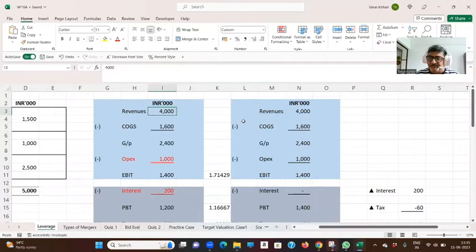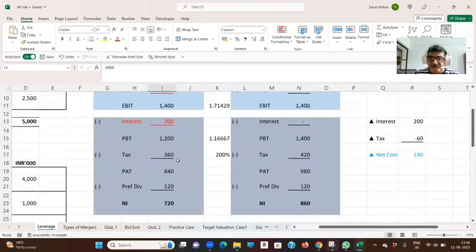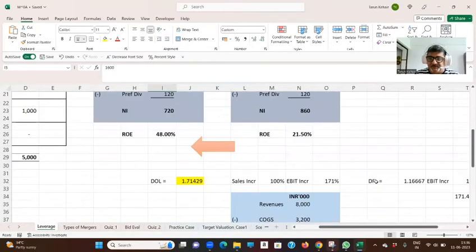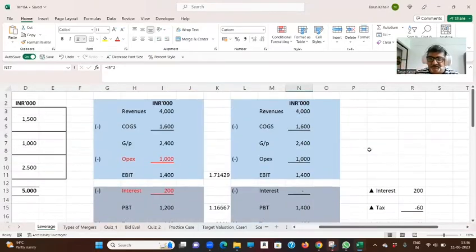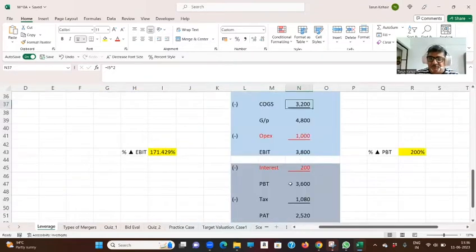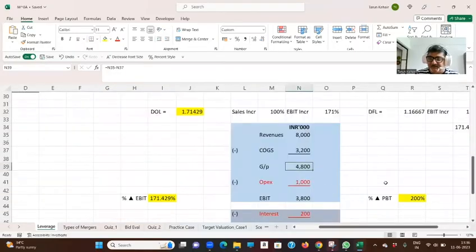They do that. Double the production means double the resources, whether material or labor. And therefore, the variable cost will increase in the same proportion. And hence, the revenues increase from 4,000 to 8,000 crores. And the COGS or the variable cost increased from 1,600 to 3,200 crores. Therefore, the gross profit or the contribution also doubles, from 2,400 crores to 4,800 crores.